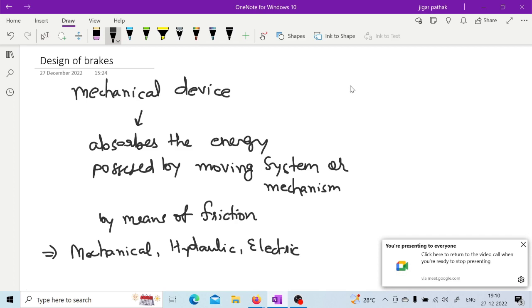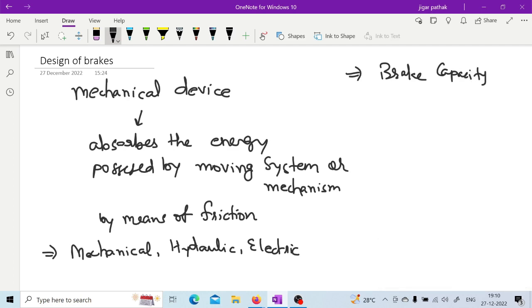A brake's capacity is also an important characteristic. Whenever we are designing any brake, its capacity is a parameter which we need to have an idea about, how it is being decided. It depends on the unit pressure between braking surfaces, and the area in contact also affects the brake capacity. Then the radius of the brake drum as well as the coefficient of friction. So these are all the factors which are going to affect the brake capacity.